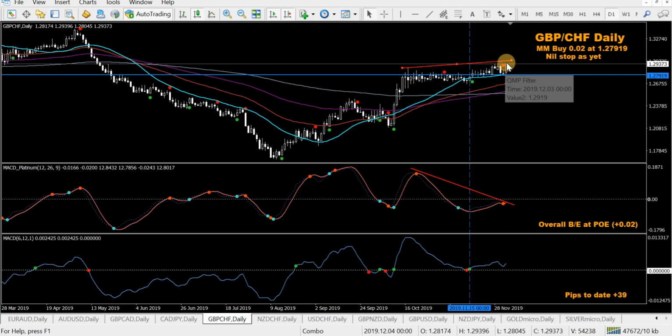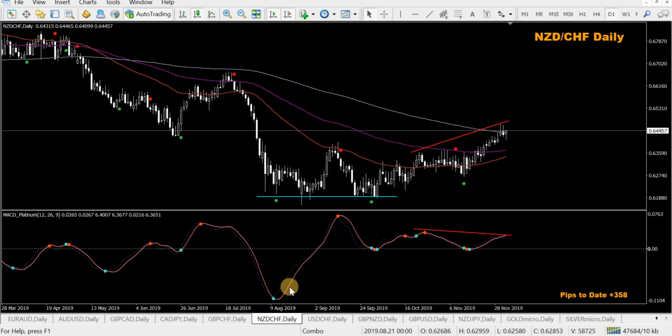I've got the buy on the mod MACD, and it seems to be going all right at the moment. So I'll just run. As long as this fast MACD stays above the zero level, we stay in this trade. Moving right along, New Zealand Swiss. Not much happening here.